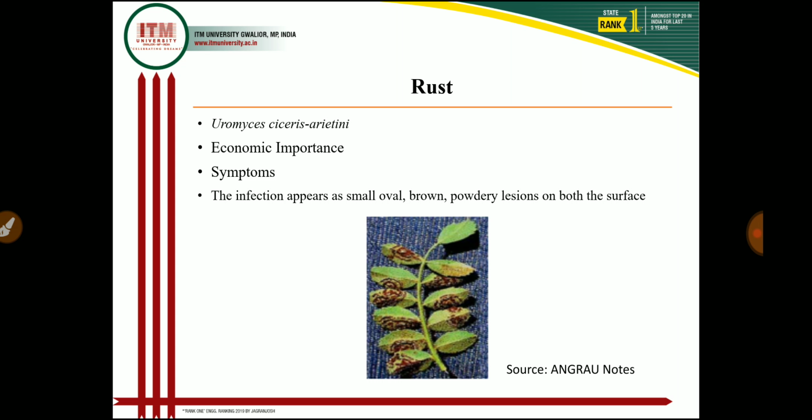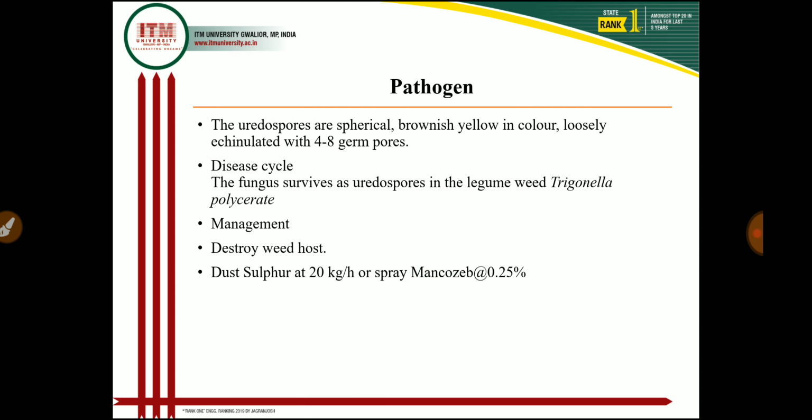orange or brown colored pustule appearing on the lower surface of the leaf in the photograph of this disease symptom. When a severe condition occurs, then these pustules are also present on the upper surface of the leaf as well as the stem. So these are the symptoms of the rust in the gram. Then what are the pathogen characteristics?